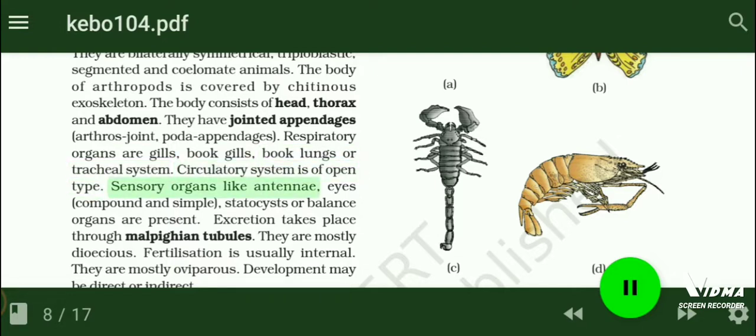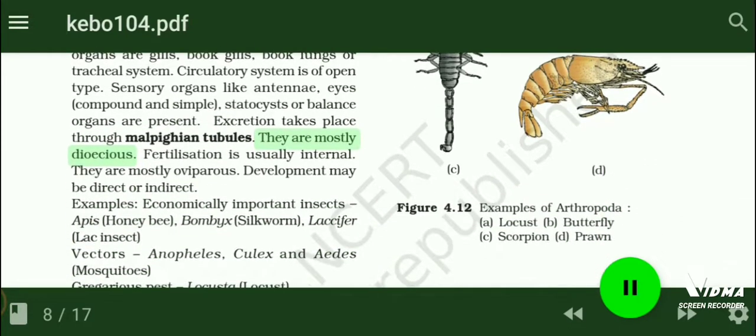Sensory organs like antennae, eyes (compound and simple), statocysts or balance organs are present. Excretion takes place through Malpighian tubules. They are mostly dioecious. Fertilization is usually internal. They are mostly oviparous. Development may be direct or indirect.